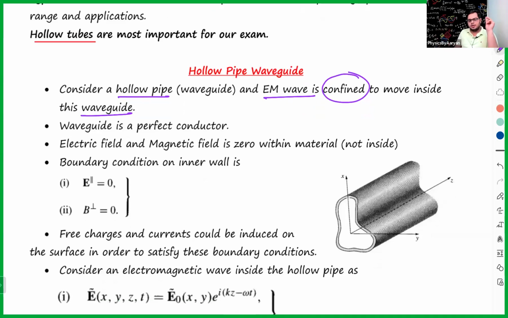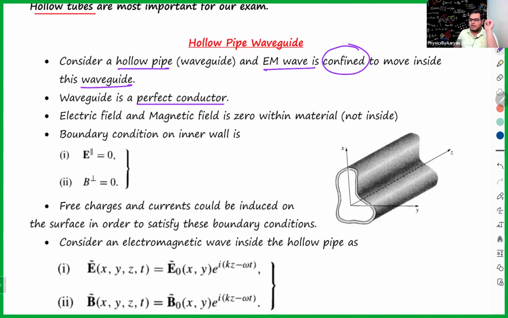क्या है इसके अंदर? So I will say waveguide is a perfect conductor. ये जो pipe है, this is a perfect conductor. So this is an example. You can see here, this is a pipe and this is a perfect conducting pipe. And since it is a conductor, electric field and magnetic field is zero within the material, not inside the material.